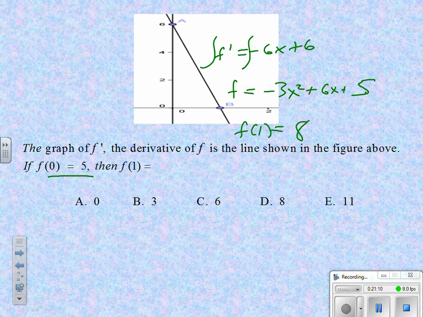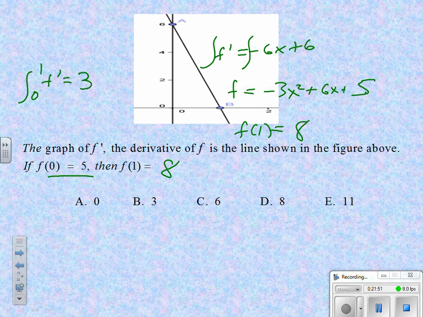Try this. The integral from 0 to 1 of f prime, in this case, turns out to be, remember the area of this triangle from way back at the beginning of the lecture? Turned out to be 3, right? So what that tells me is from 0 to 1, the function changed by 3 units. If it's 5 and it's going to change by 3 units, where does it end up? At 8.